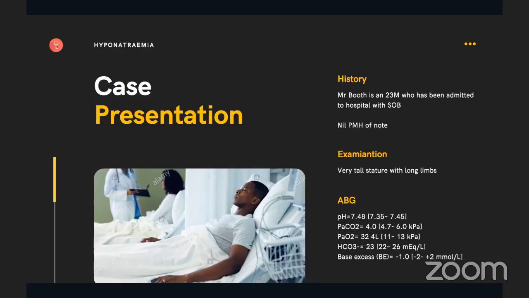His CO2 is down, and his HCO3 is bang in the middle, really. And his base excess is absolutely normal. So yes, that's exactly right, respiratory alkalosis. And what I was going for with this case presentation was that young gentlemen could have something like Marfan's disease. And Marfan's disease can cause something like a pneumothorax, and that's why he's got his respiratory alkalosis. Bit of a hard one to put together, but that's where I was going with that one.